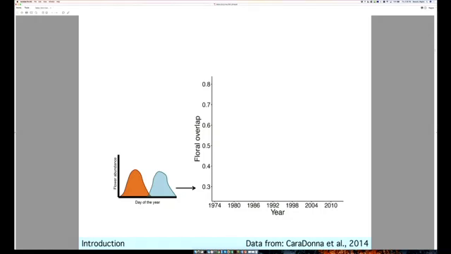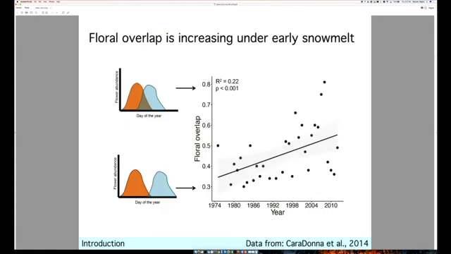So I'm going to show you floral overlap. This is the orange flower Claytonia and the Mertensia, the blue flower. These are their flowering periods. Low values indicate low overlap, high values indicate higher overlap. We're seeing that these two species are starting to overlap more over time. And I have data to suggest that growth is correlated to flowering time, so we might expect that their vegetative periods are overlapping more as well.